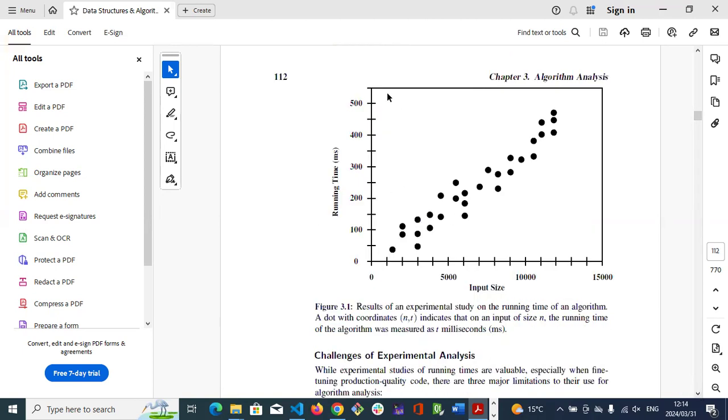This is the plot of how input size and running time affect our machine. So the more input, which is 500, the more time. So you see the line is going up linearly. The result of an experimental study of the running time of the algorithm: a dot with a coordinate of n, which is input, and t for time, indicates an input of size n and running time of the algorithm as measured at 80 milliseconds.